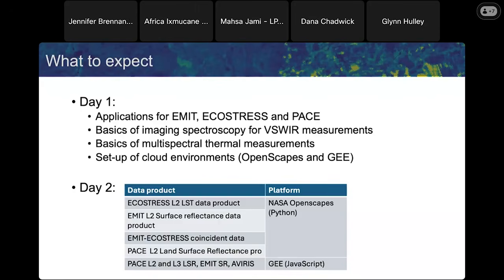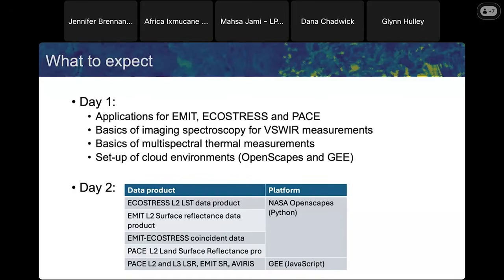The second day, we will go through the tutorials. The first part, we will access level 2 land surface temperature from ECOSTRESS. This is a multispectral dataset that we will explore, process and visualize. Then we will go through the fundamentals of the EMIT level 2 surface reflectance data, and then we will also explore a Jupyter notebook that goes through finding coincident data from EMIT and ECOSTRESS. And then we will go through the PACE level 2 land surface reflectance product, how to access it, process it, visualize it, and manipulate it.